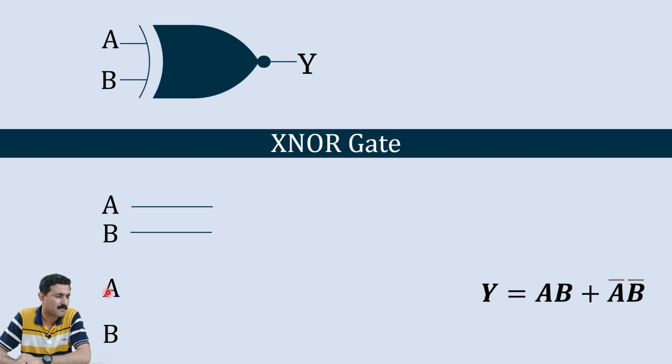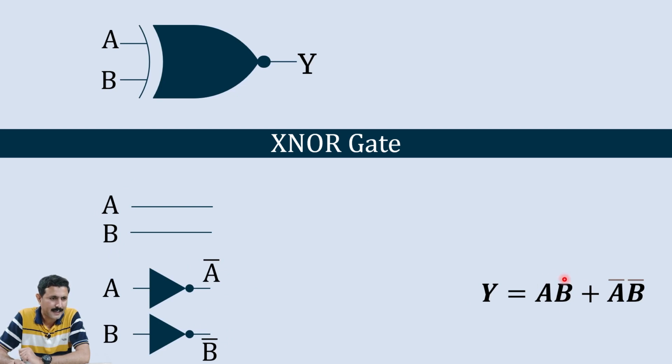So from this A, if we want to have A bar, we must use a NOT gate. So we'll use a NOT gate, so we'll get A bar here, and to get this B bar, we'll use a NOT gate with this B input also, so that we'll get B bar in output. Now we have A, B, A bar and B bar. All four inputs that we want, we have created.